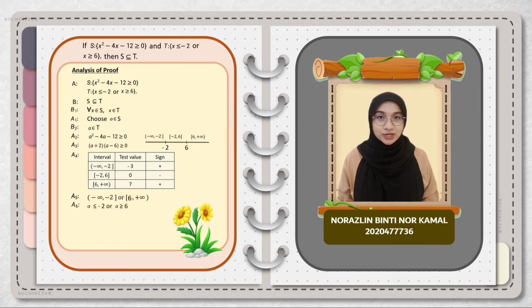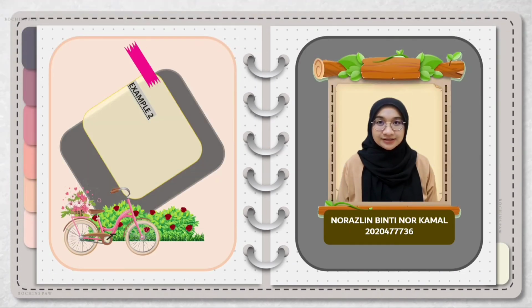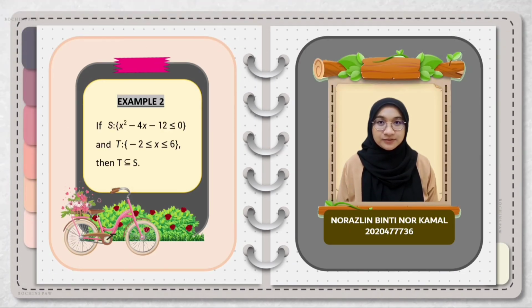For A6 we can change into a less than or equal to negative 2 or a greater than or equal to 6. Means that for A7, a can be written into these inequalities so that it can be a element of T. From here we can see that A7 is the same as B2, so they are logically equivalent and it is perfect.